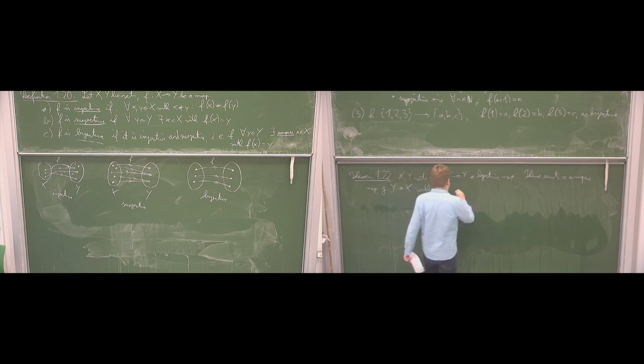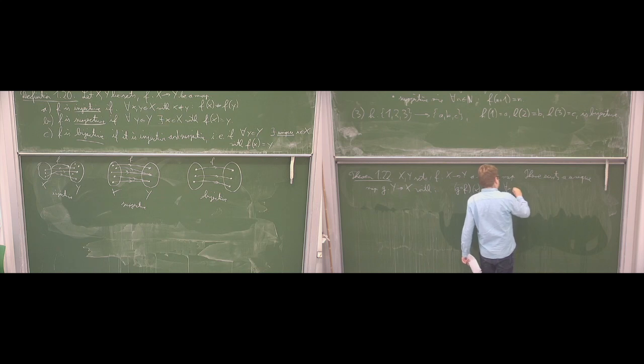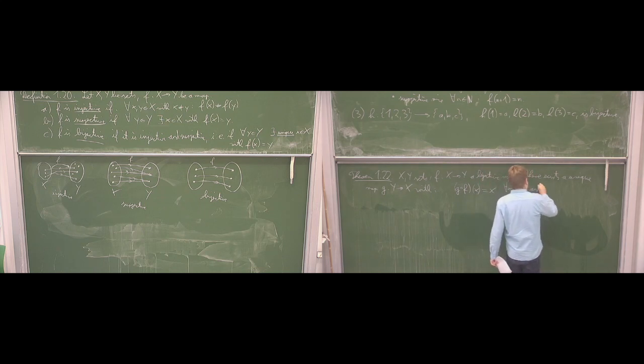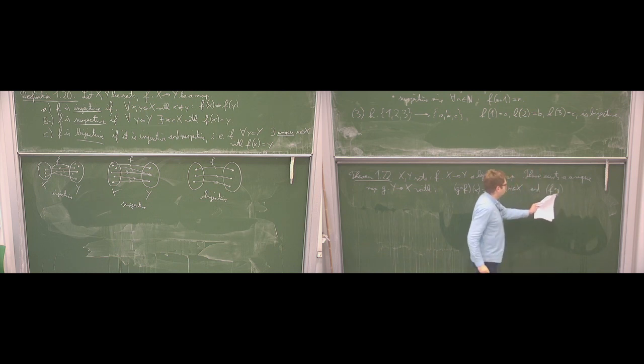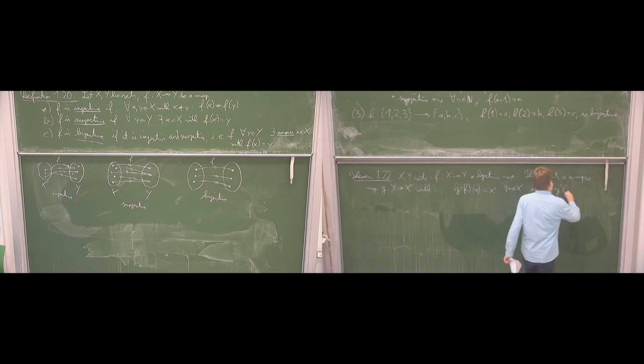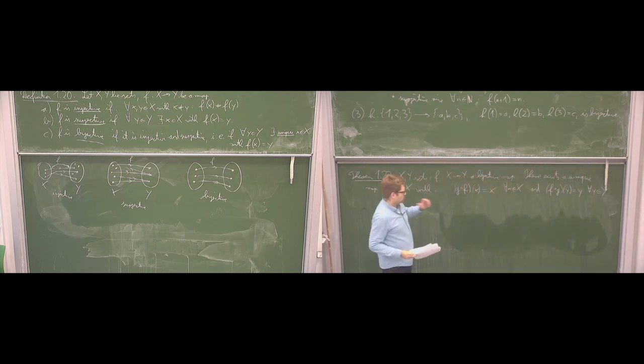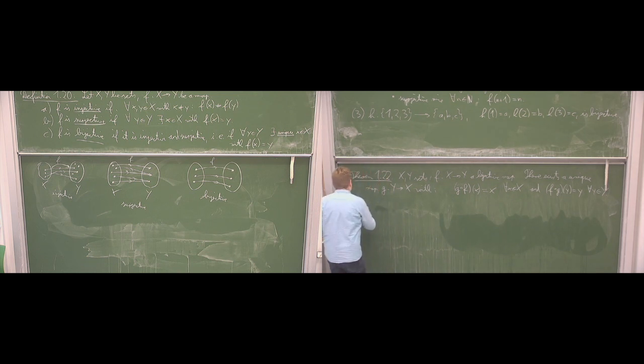with the following properties. g circle f, this is now a map from X to X. This just maps everything onto itself for all x in X. And the same for the other composition, f circle g. This is now a map from Y to X to Y. So this maps every y onto y for all y in Y. So these two compositions are inverting each other, as we say. Okay, this is not very surprising, but let's carry on the proof.